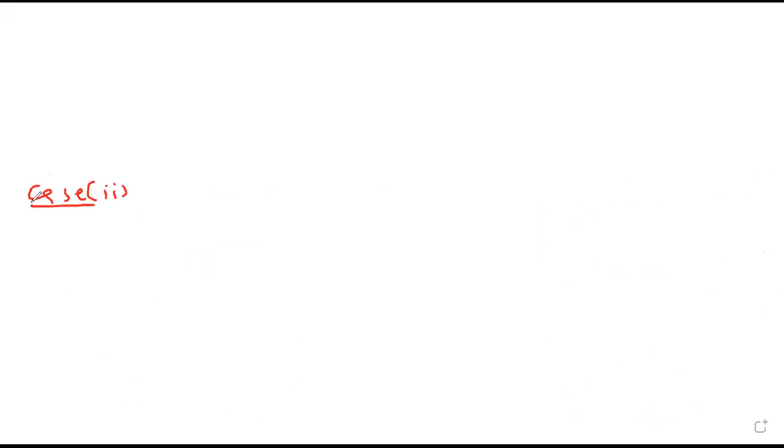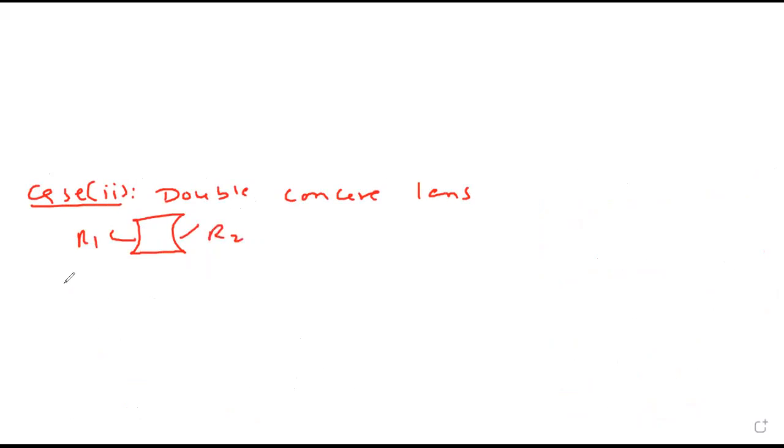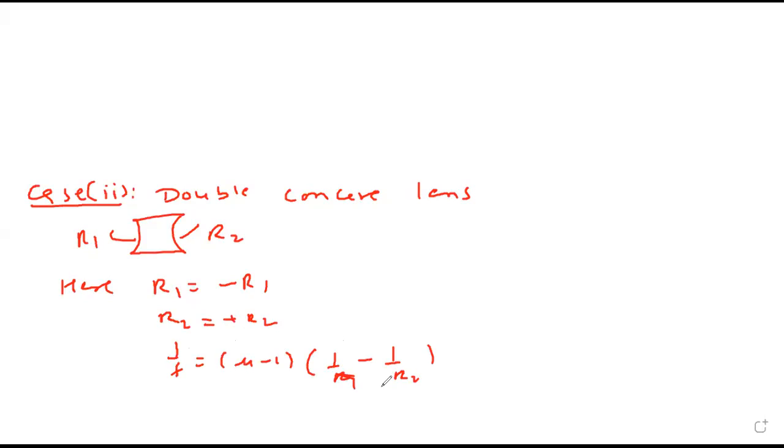If it is double concave lens, then see how. Case 2, double concave lens. This is double concave lens. Left side is R1, right side is R2. Here, what is R1, plus or minus now? Minus. And R2 plus. So 1 upon F is mu minus 1 into 1 upon R1 minus 1 upon R2. So it will become 1 upon F equals mu minus 1 into 1 upon minus R1 minus 1 upon R2.